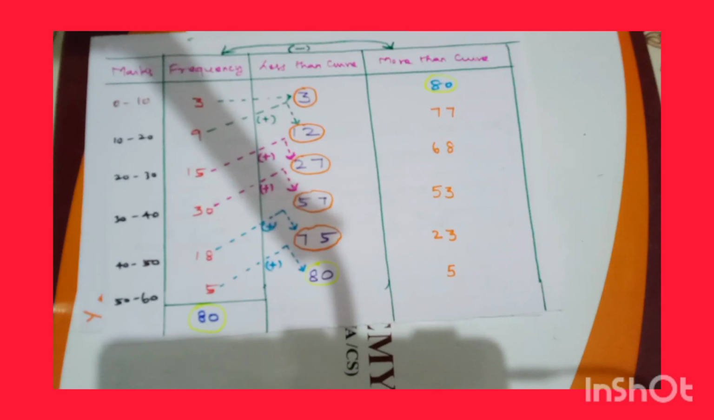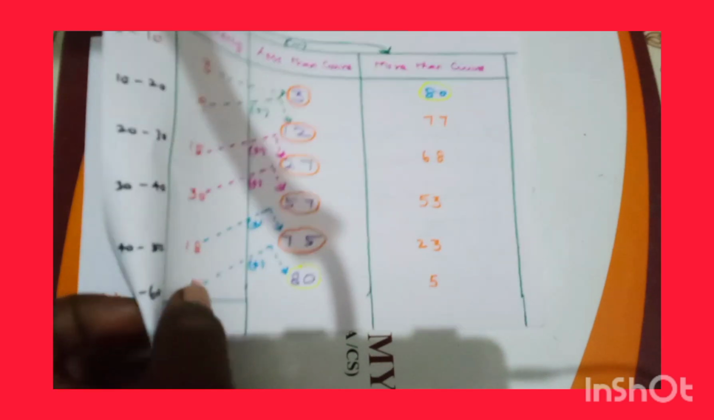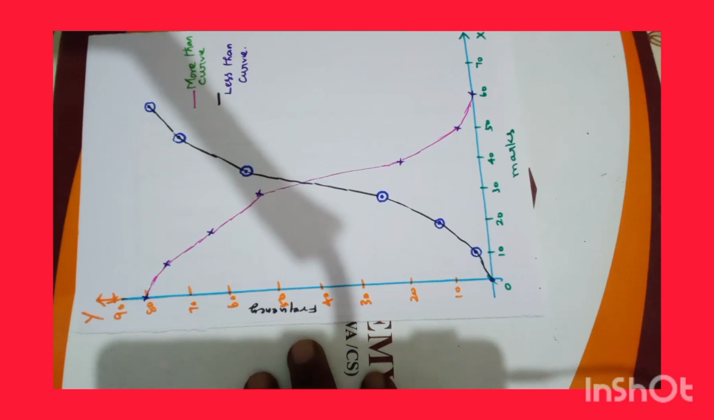So please remember, my dear students, the last value of the more than curve should be equal to the last value of the given frequency. This is the way you have to calculate the less than and then more than curve. For less than you have to add, for more than you have to subtract the values. So kindly remember. Using this data, I'm going to draw the curve. A very important curve.